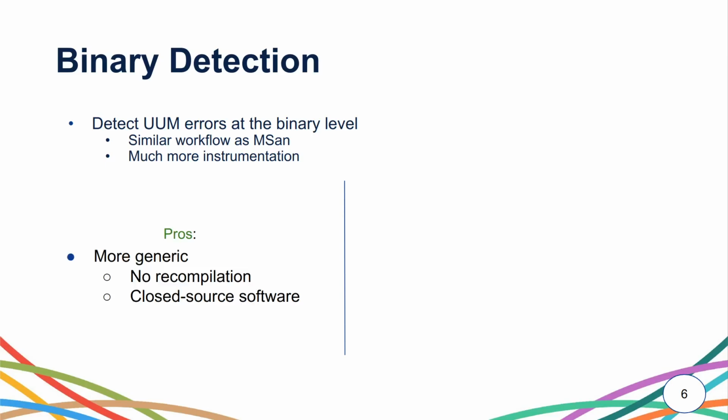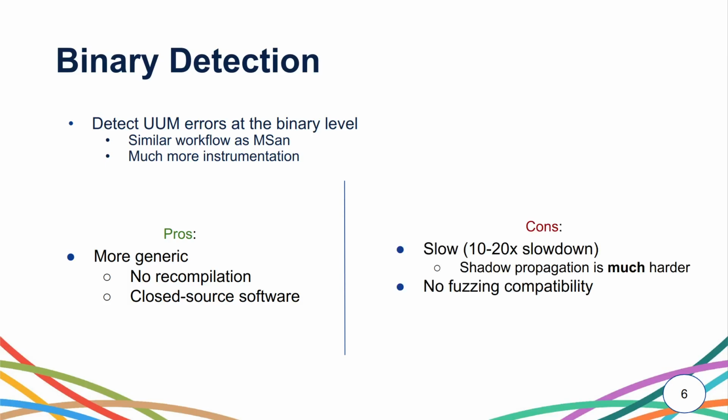This kind of solution is more generic in the type of software it can instrument. They require no recompilation, and they can also target closed source software. On the other hand, they are much slower. Their slowdown is in the range of 10 to 20x, and this is because shadow propagation is much harder at the binary level, and they have no fuzzing compatibility, which means that we are missing bugs for closed source software, and we don't have a more generic solution for when MSan cannot be deployed.